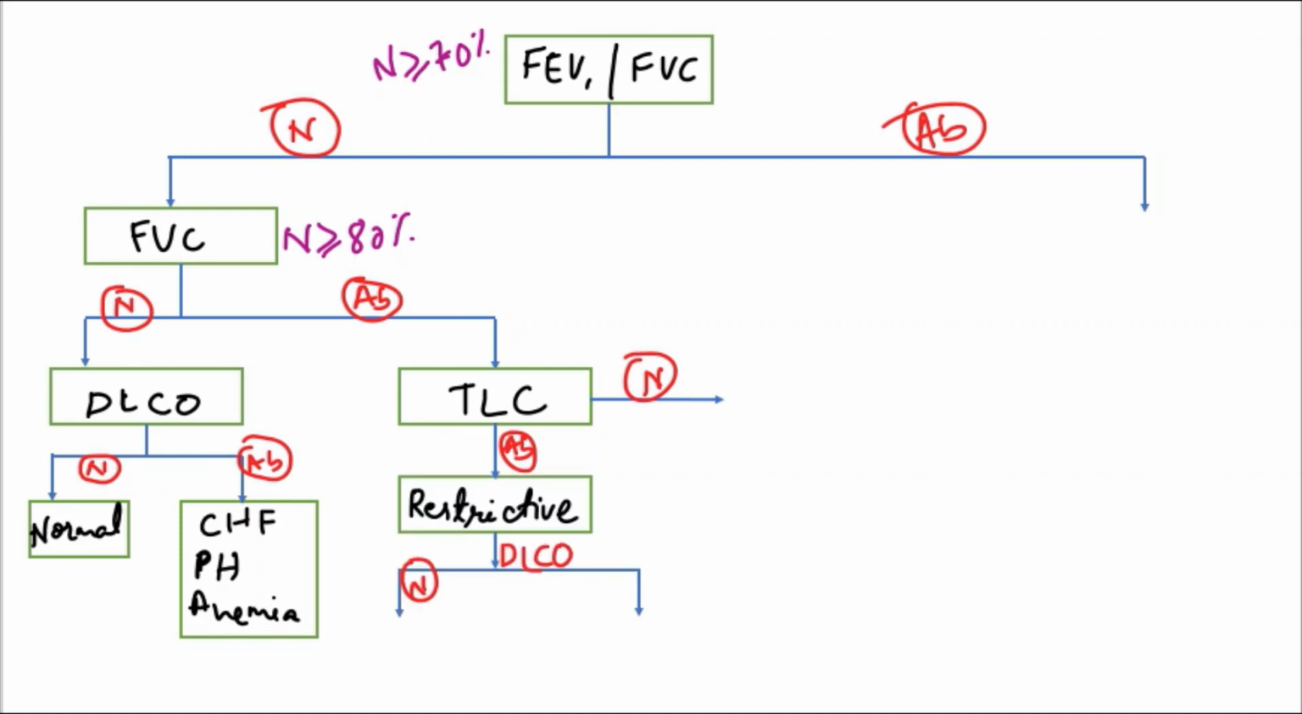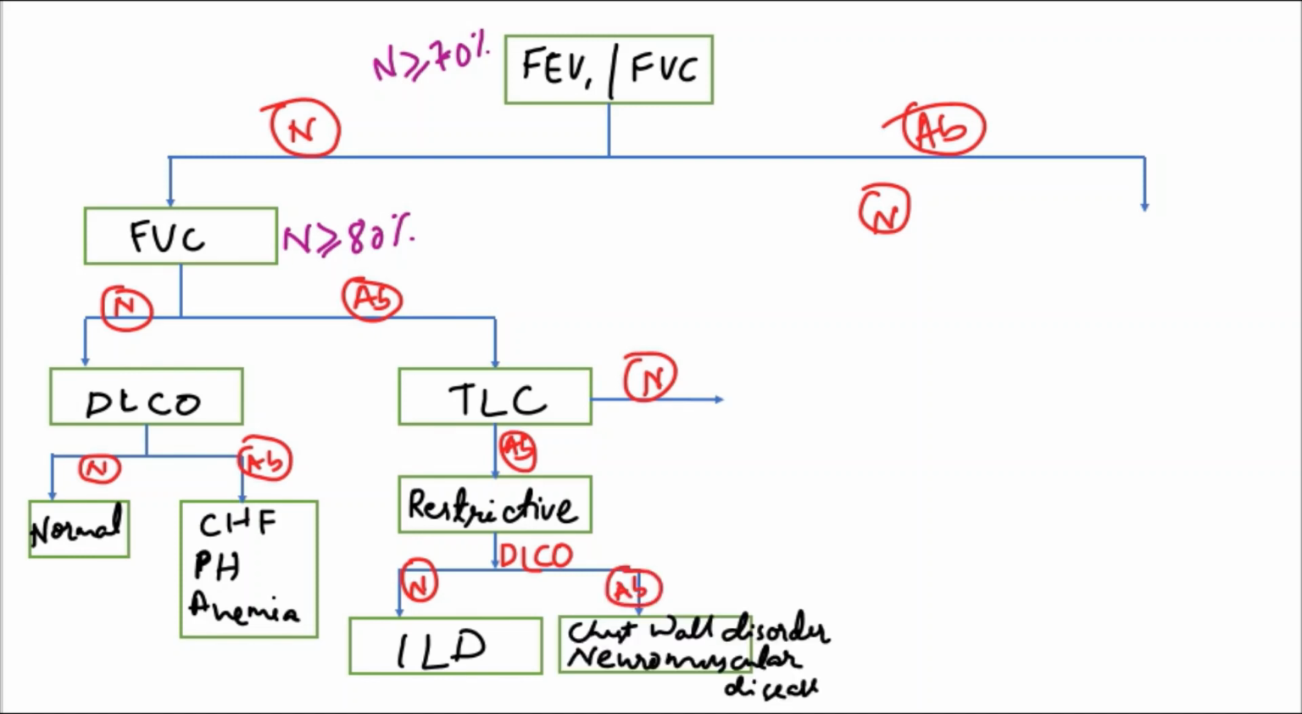We will do DLCO again. If DLCO is normal, then it could probably be interstitial lung disease. But if DLCO is abnormal in case of restrictive diseases, we have to think about chest wall disorder or neuromuscular disorder. But if TLC is normal, then we have to think in lines of obstructive disorders.